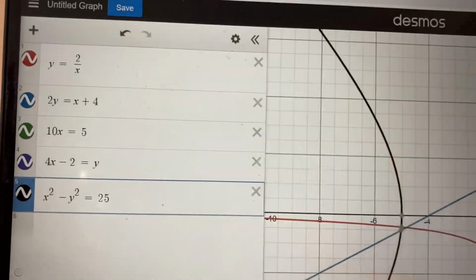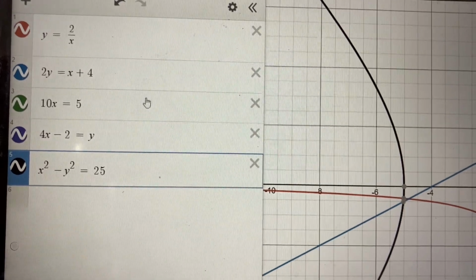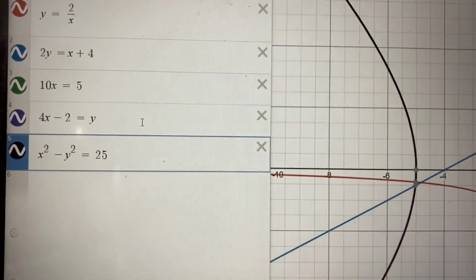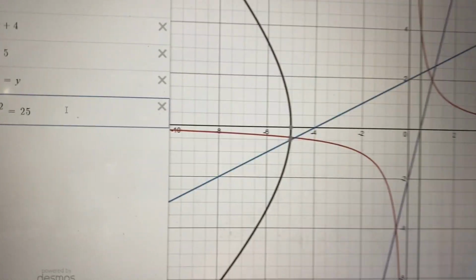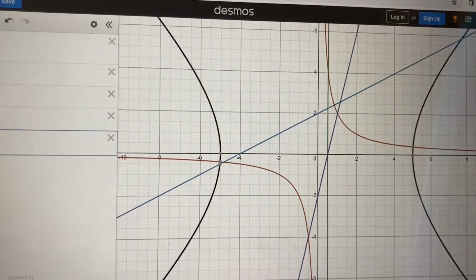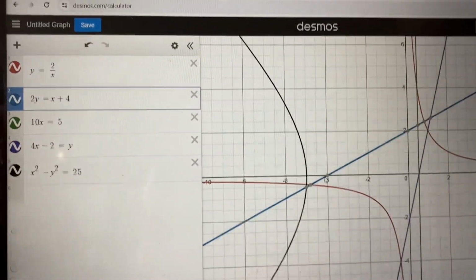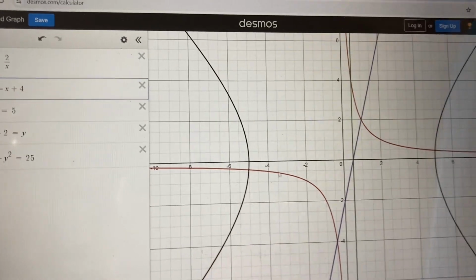y equal to 2 over x, 2y equal to x plus 4, 10x equal to 5, 4x minus 2 equal to y, and x squared minus y squared equal to 25. So I've got all of them there. It might look a bit complicated if I go through each of them. This blue one here, that's definitely a straight line, so I'm actually going to get rid of that one.